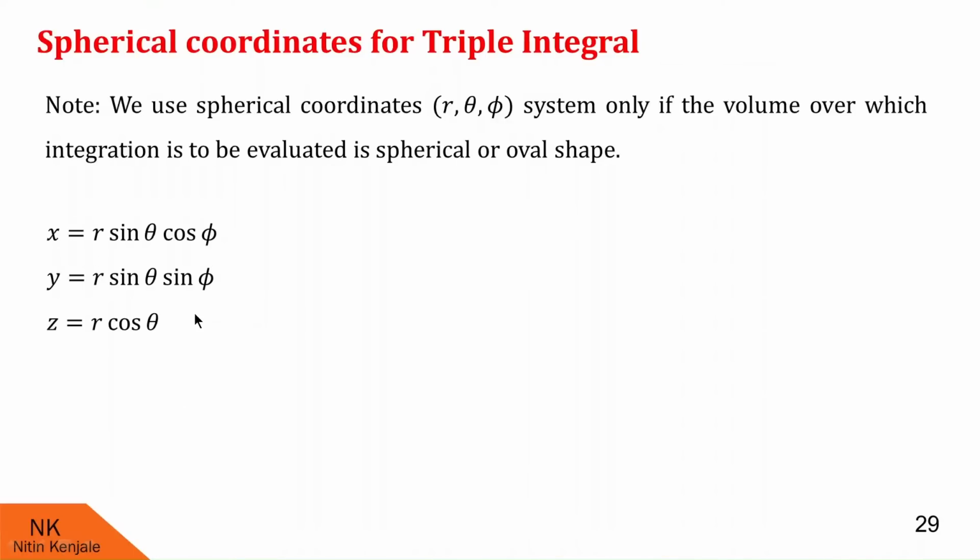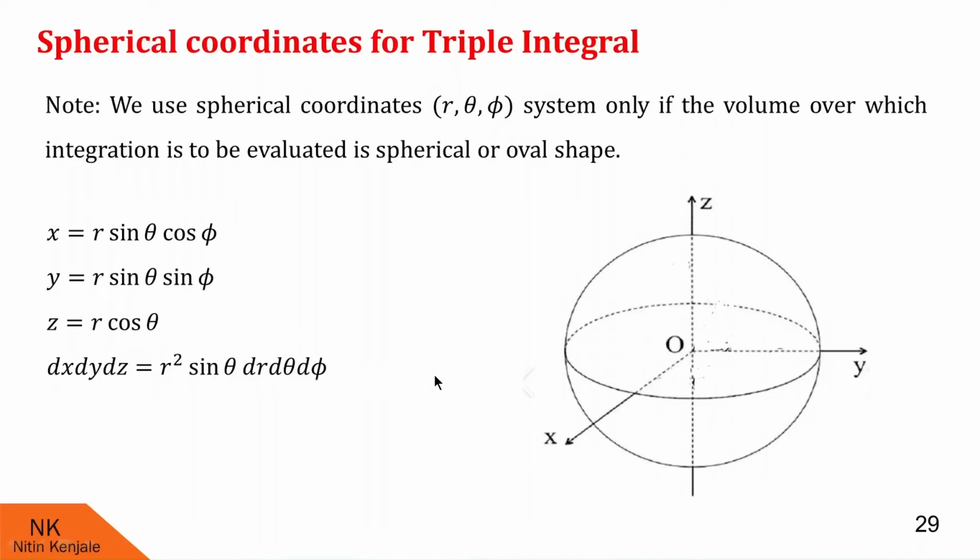So using these relations, one can write the order of evaluation dx dy dz as r square sin theta dr d theta d phi, where r square sin theta is the Jacobian used in the transformation from xyz system to r theta phi system. Now let us understand the limits for r, theta and phi.